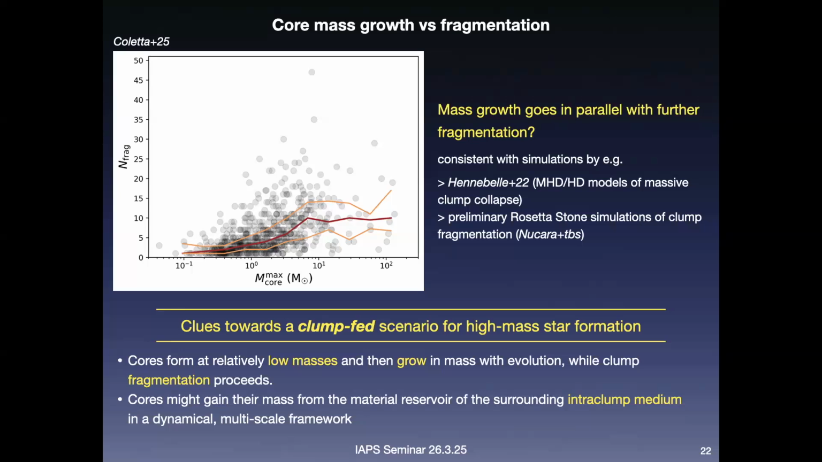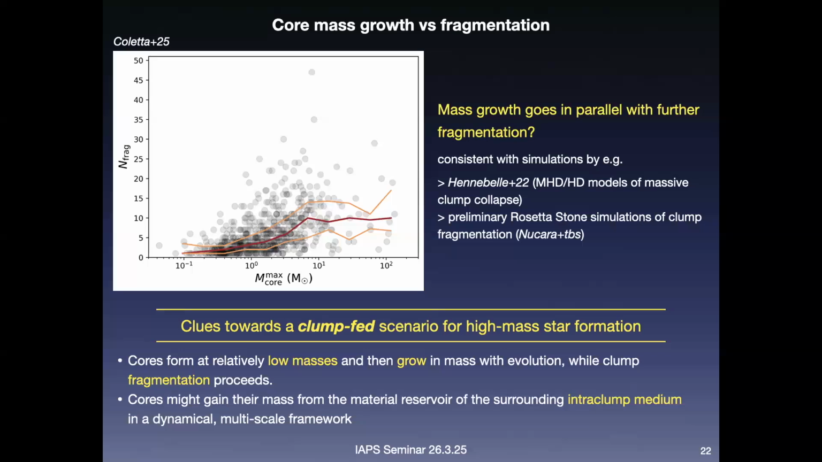some numerical simulation works that have been produced recently, for example, by Annabelle et al., simulating the collapse of a massive clamp, and also with some preliminary simulations produced in the framework of the Rosetta Stone project, which will also be analyzed and explored in more detail in the next Rosetta Stone papers. Putting it all together, we find that this plot could be interpreted as a clue towards a possible clamp-fed scenario for massive star formation, and the framework that we can depict from that is that cores seem to form at relatively low masses on average, and then grow in mass with evolution, and the clamp fragmentation process seems to go basically in parallel with this mass growth, at least for most of the mass range.